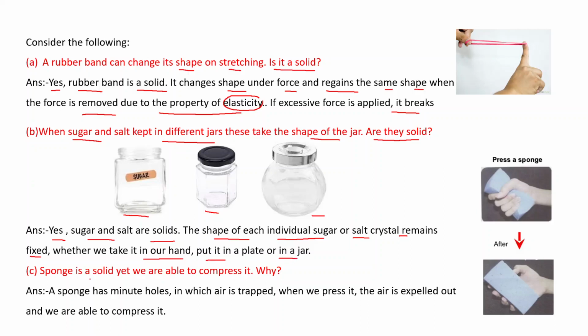Clear? Next one is sponge. You are familiar with this. Sponge is a solid, yet we are able to compress it. Is it clear? Now just see, this is the diagram of a solid, and when we press it, and again if we release it, it regains its shape. So what happens in this case? A sponge has minute holes in which air is trapped, and when we press it, the air is expelled out and we are able to compress it. Clear?